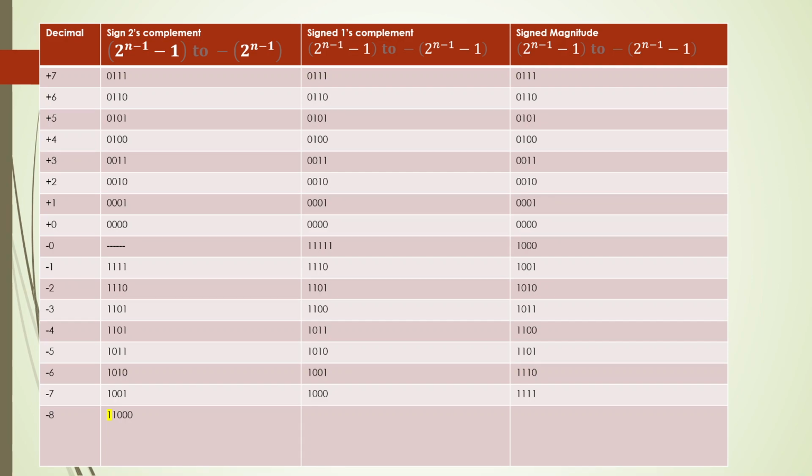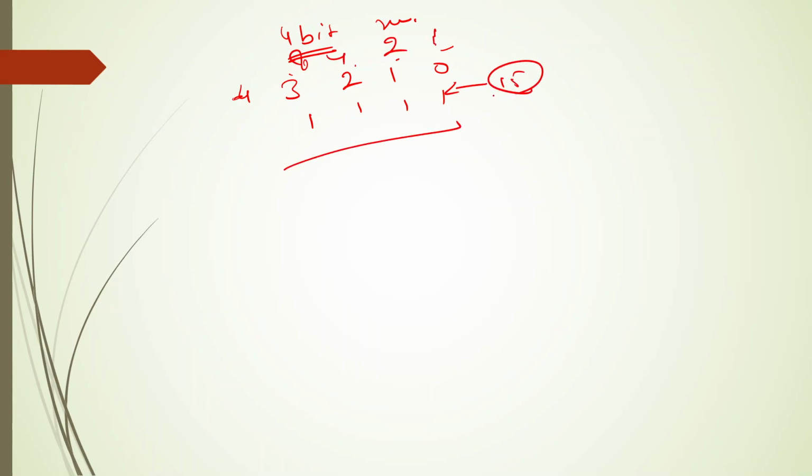Now I want to explain the signed numbers, if the numbers are positive or negative. For example, I have a 4-bit number, right? Bits 1, 2, 3, 4. This is a 4-bit number, right? If all are high, this is 1, this is 2, this is 4, this is 8. So the sum is 15.